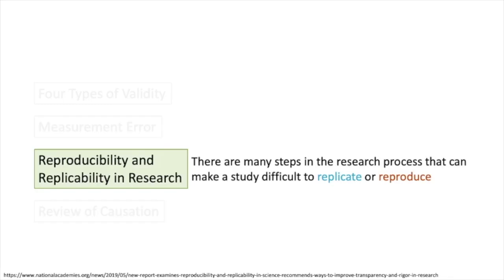And our last topic, even though there's that review of causation at the bottom, reproducibility and replicability in research. These are two different terms that are highly related, but they mean different things in research. So there's many steps in the research process that can make a study difficult to replicate or reproduce.